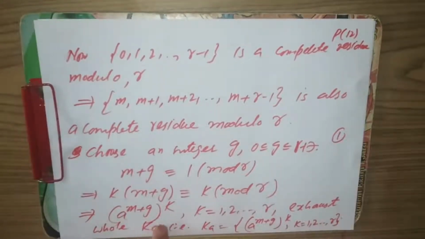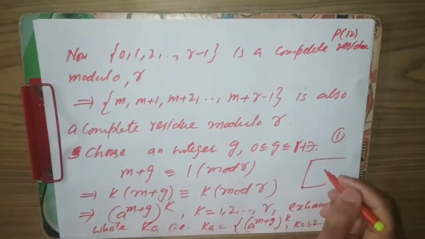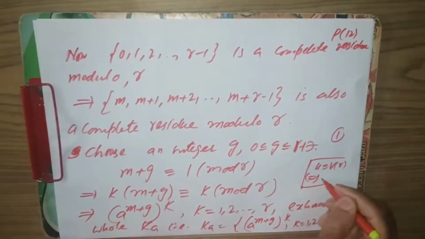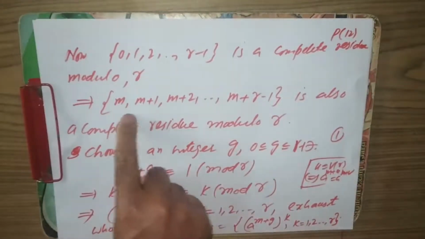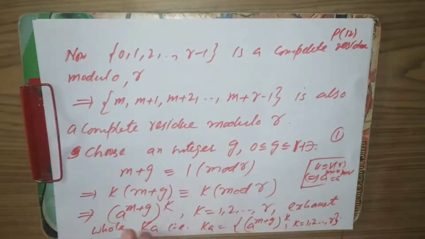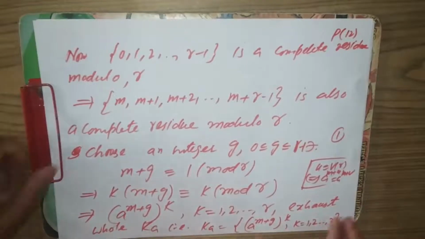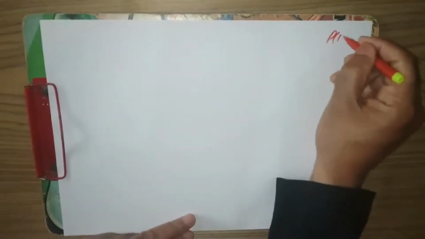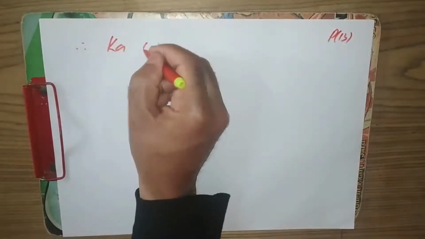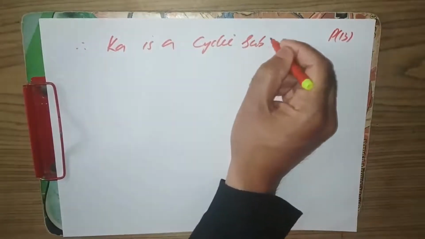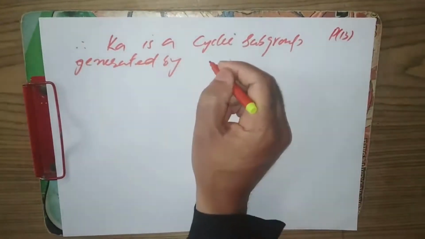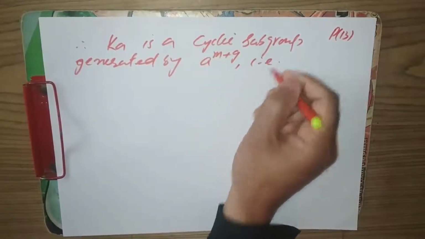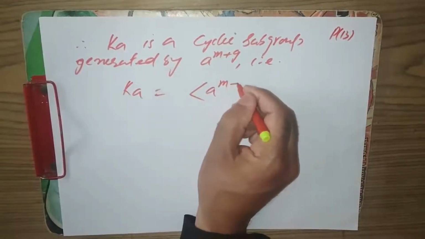So you can easily do this, using this fact. You have to use this fact: u is congruent to v mod r if and only if a power m plus u is equal to a power m plus v, and using the fact that this set is a complete residue modulo r, you can easily do this. So a power m plus g whole power k, as k varies from 1 to r, will exhaust the whole K a. That is, K a is actually a power m plus g whole power k, where k runs from 1 to r. So therefore K a is a cyclic subgroup generated by a power m plus g. So we can write K a is equal to the group generated by a power m plus g.